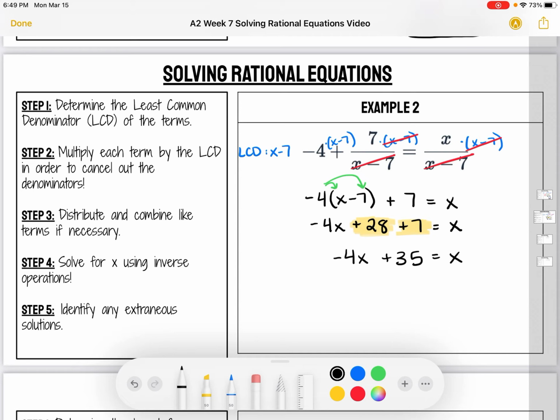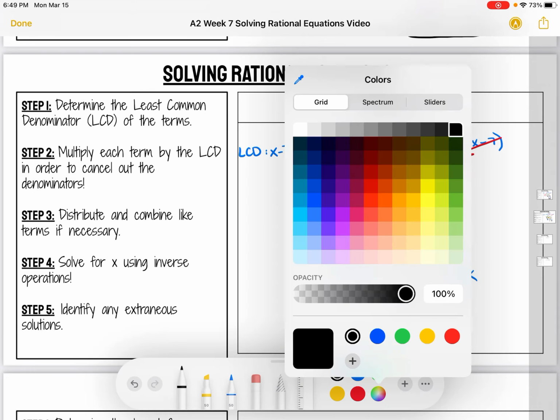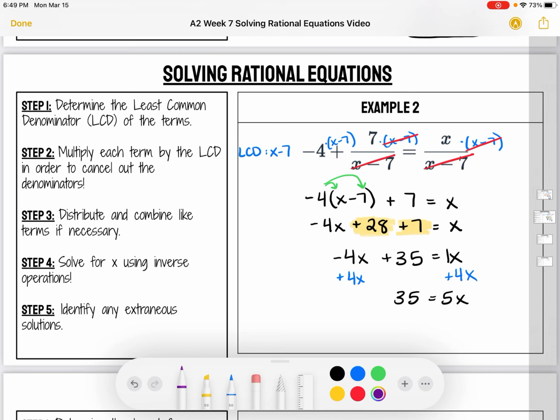So again, I want to get all my x's on one side. I normally do like to move the x's to the left side, but then I'm going to be left with 0, so it doesn't really matter. I'm going to just move the x's to the right side instead. So I'm going to add 4x on both sides. So I get 35 on the left side, x plus 4x, that's like 1x plus 4x, so I get 5x. And my final step is to divide both sides by 5 to get x by itself, so I get 7 equals x. So that's my solution.